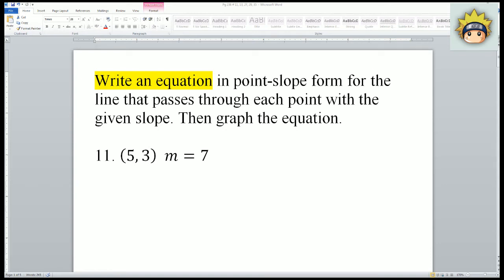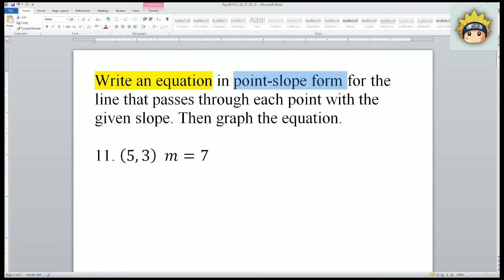This is the homework solution for page 236, numbers 11, 13, 27, 29, and 35. You have number 11 right here. It asks, write an equation in point slope form for the line that passes through each point with the given slope. Then graph the equation. For this, I will not graph it. I will only put it in point slope form.